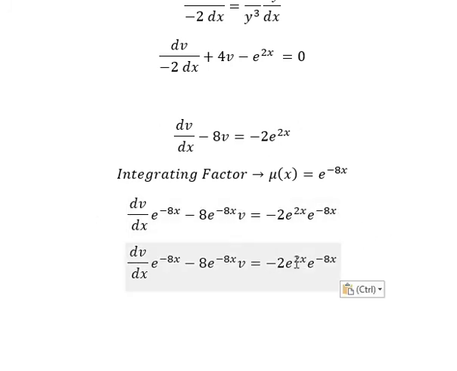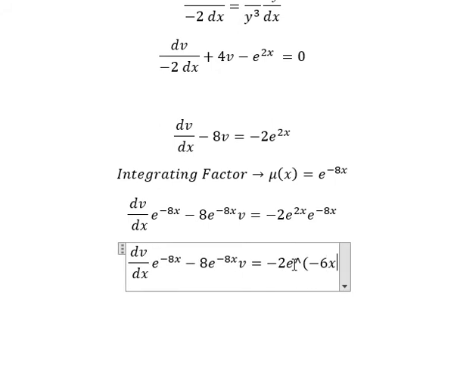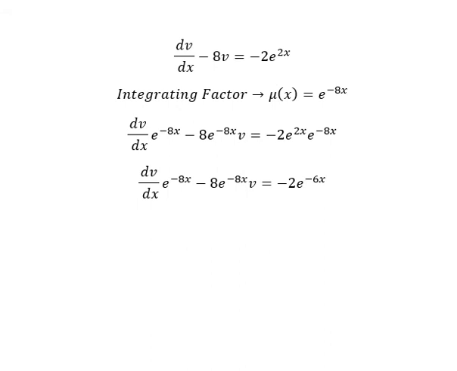e to the power of 2x with e to the power of negative 8x. We have e to the power of 2 minus 8, you got negative number 6. Next, we put the integration for both sides.